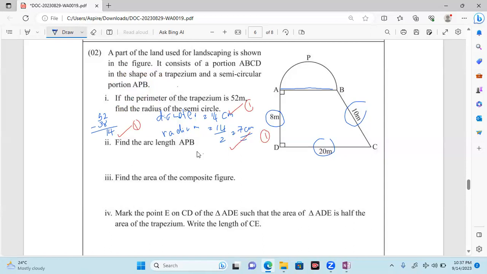Then find the arc length of APB. How do we find the arc length of a semicircle? It's 1/2 into 2 pi r. Then 1/2 into 2 into 22/7 into radius 7. Okay, 7 to 7 cancel, 2 to 2 cancel. Then it is 22 centimeters. Okay.